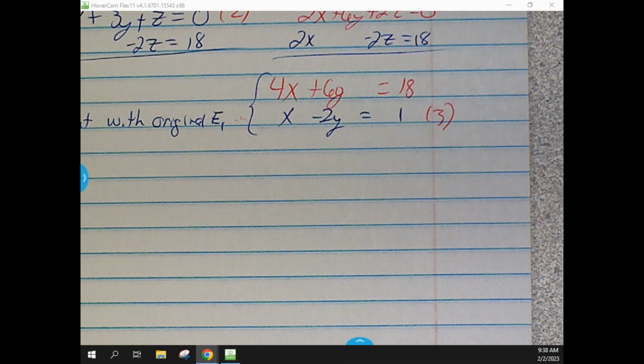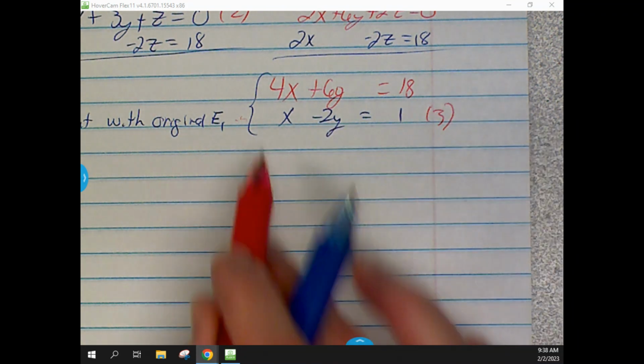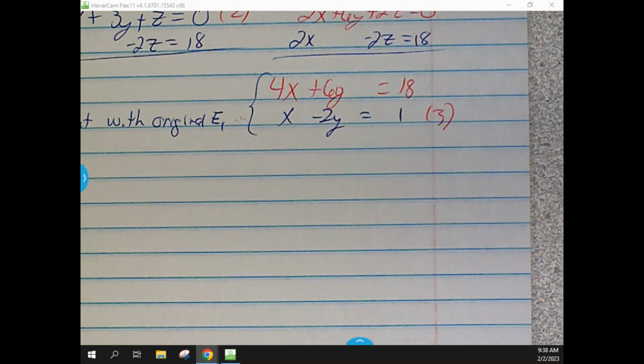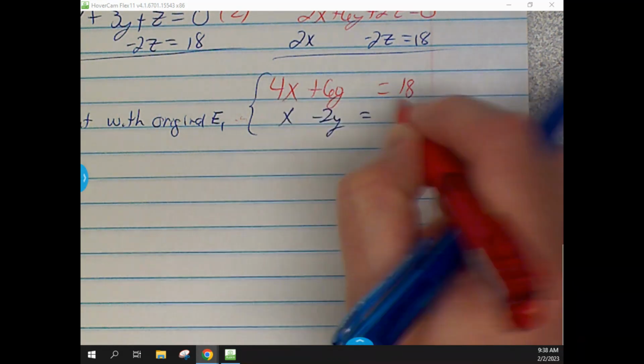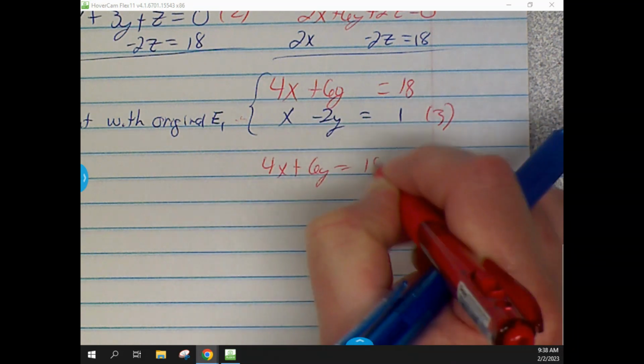If one's positive and negative, because they're both easy to multiply. This one's just multiplied by 3. This one's just multiplied by -4. So it's both really easy. But if you don't have to change any signs, it usually means people do a little bit better with those. All right, so if we do that, we've got 4x plus 6y equals 18.